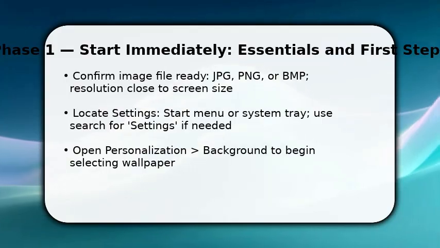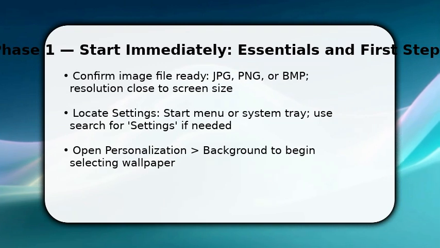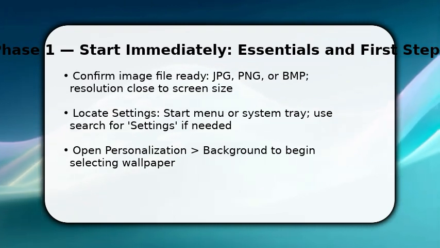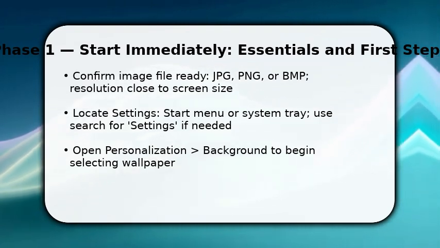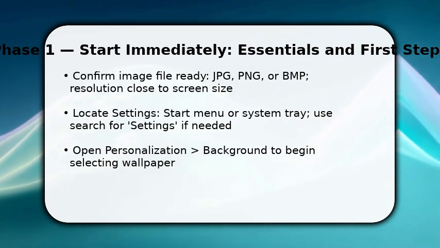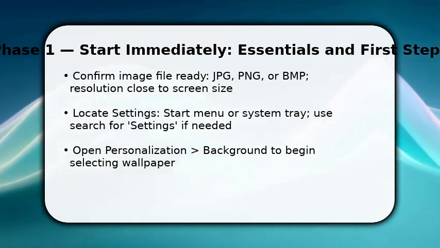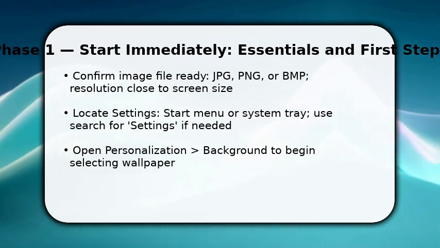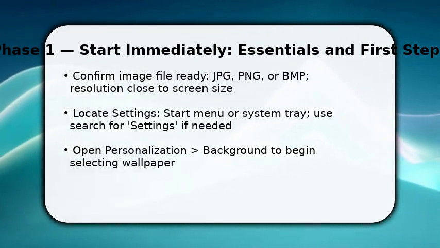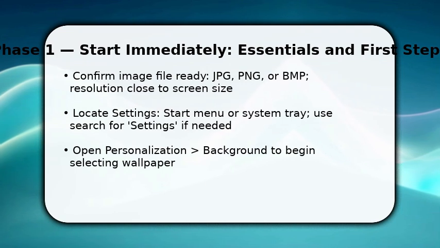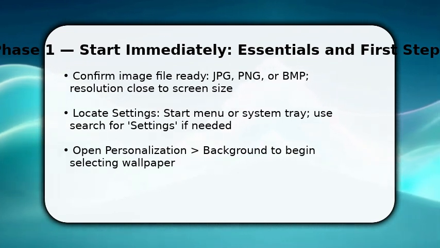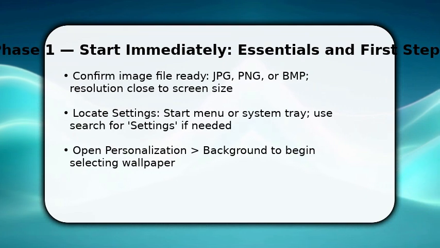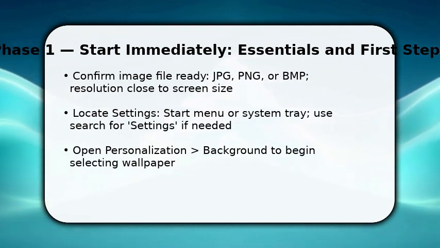You start by confirming the image you want is saved and sized near your screen resolution. That reduces blur. Once done, open Settings, use the Start menu or press the Windows key and type Settings, then navigate to Personalization. Make sure you're in Background, because that's where you'll choose between Picture, Solid Color, or Slideshow. This first action gets you into the right control panel, so the next steps change what your desktop shows immediately.